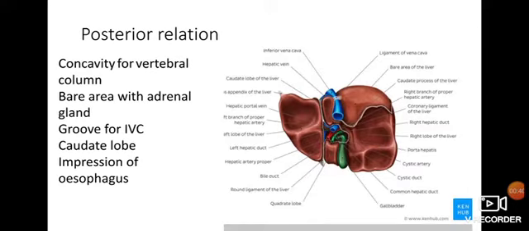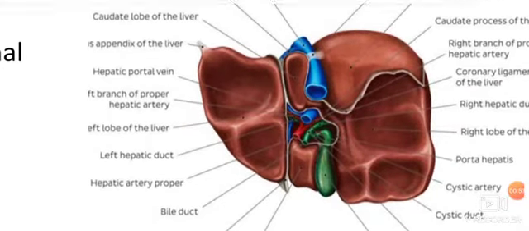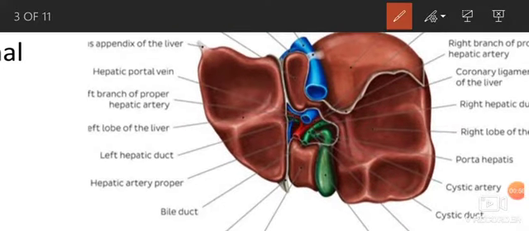The posterior relation consists of the concavity of the vertebral column and the bare area with the adrenal gland, the groove for the IVC, the caudate lobe, and the impression of the esophagus. We will see the structures first.